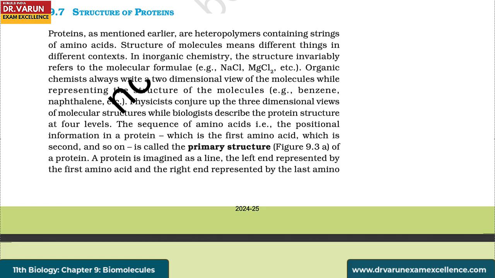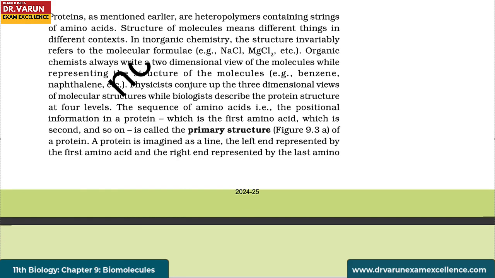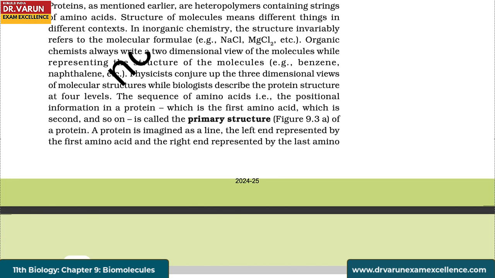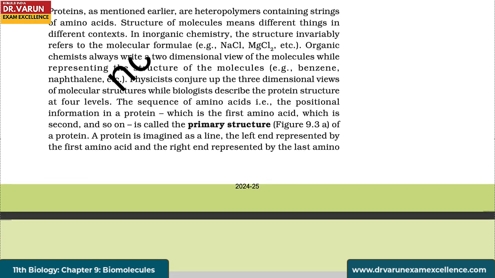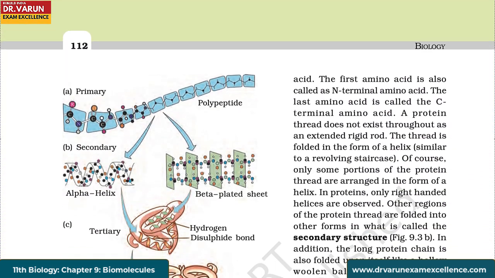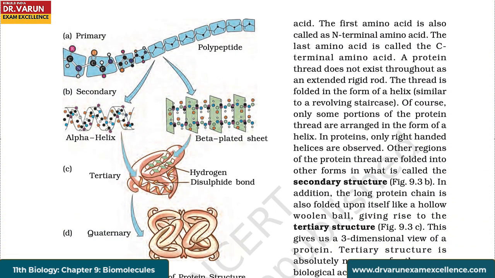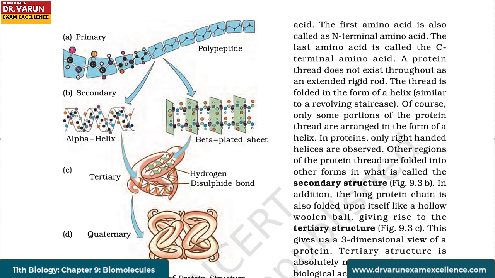The sequence of amino acids, that is the positional information in a protein, which is the first amino acid, which is the second, and so on, is called the primary structure of a protein. A protein is imagined as a line, the left end represented by the first amino acid and the right end represented by the last amino acid. The first amino acid is also called the N-terminal amino acid. The last amino acid is called the C-terminal amino acid.